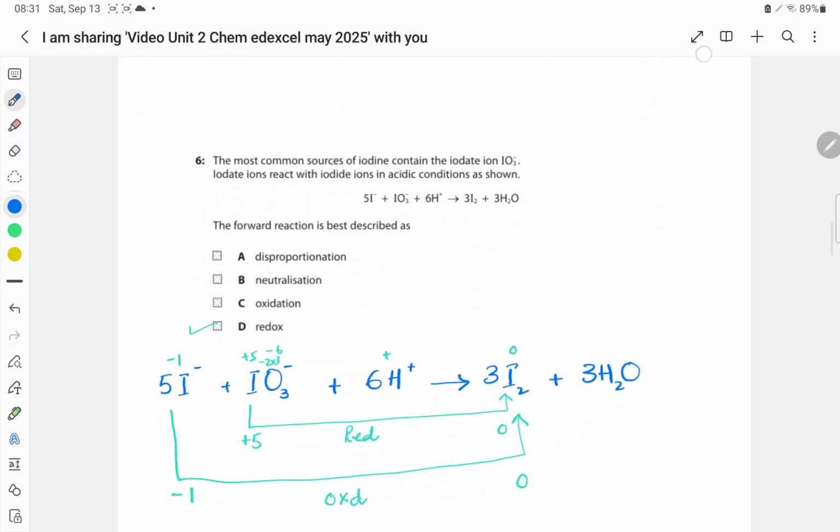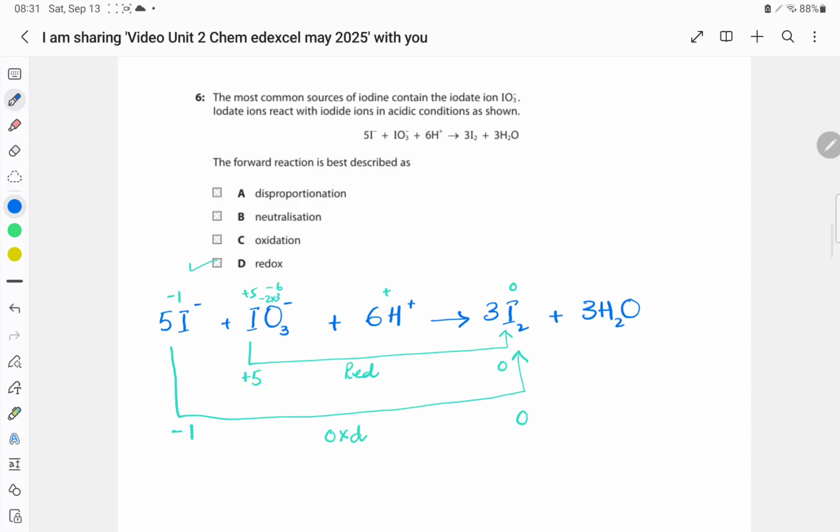Moving on to the next question, which says the most common source of iodine contains the iodide ion. Iodide ions react with iodate ions in acidic condition as shown. The forward reaction is best described as. If you look at the equation, we can see what happened. There's a minus 1 in iodine, and it becomes 0, so that means oxidation is happening.